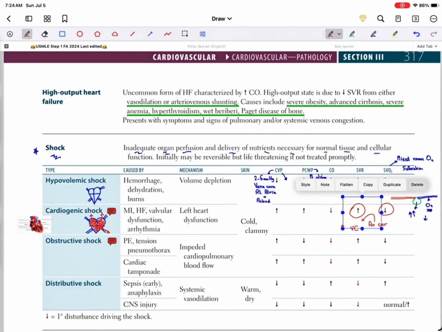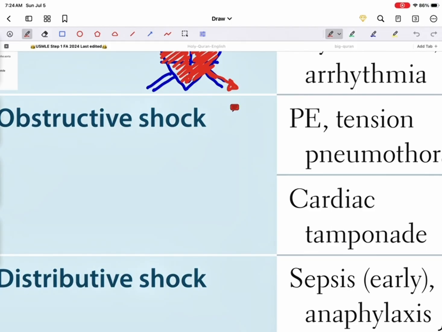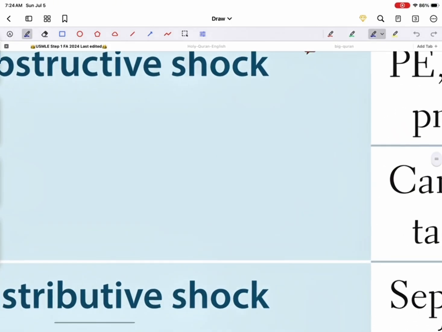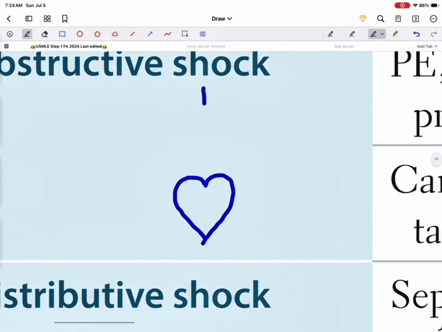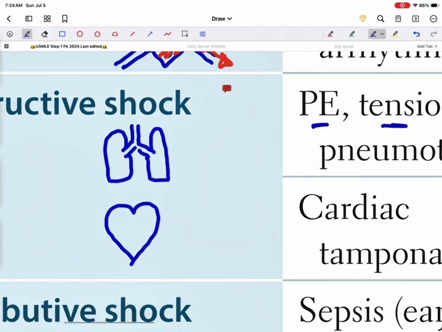What about the obstructive shock? Obstructive shock is interesting. Why is that? Because you can have the obstruction at two levels, the heart, as we know, and the lung as well. The heart and the lung. How is that? In the lung, you might have pulmonary embolism or tension pneumothorax, which would block the blood on the lung level.